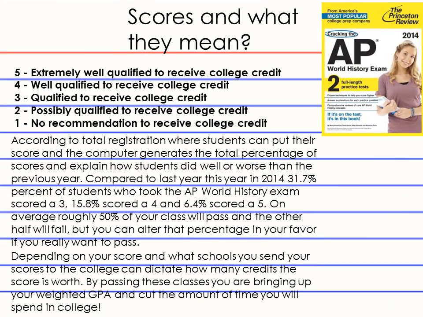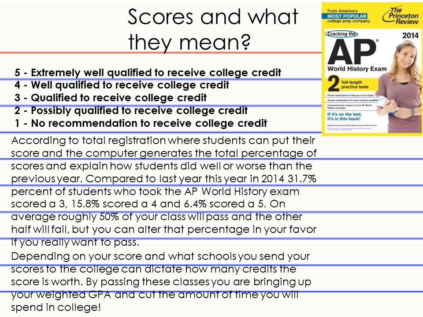Scores and what they mean. When you get your scores at the end, but this is very far into the future, but you should know this now. You're going to get a score between 1 and 5. 1 meaning you're not going to get any credit whatsoever, so in essence think of it like an F, like you didn't pass. And a 5 meaning extremely well qualified to receive college credit, like an A. So you can range between a 1 and a 5.